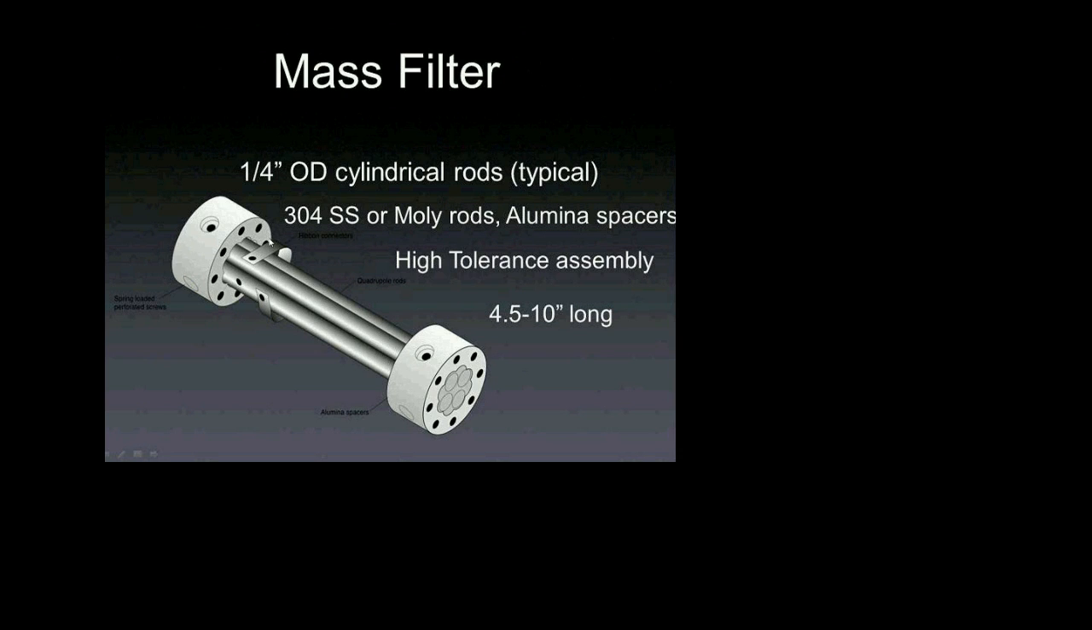Most mass filters these days are identical in all the devices. They are all quarter-inch cylindrical rods. Construction can be stainless steel or moly rods. Typically, the spacers are made out of alumina. This is a very high precision assembly. The rods need to be parallel and in perfect quadrature to typically about 25 micro-inch tolerance, and the length of this quadrupole assembly is anywhere from 4.5 to 10 inches long, which is something you need to consider when you buy the RGA. Some mass specs will be very long, some of them will be shorter, so if space is a problem, you might want to check that out before you buy the device.